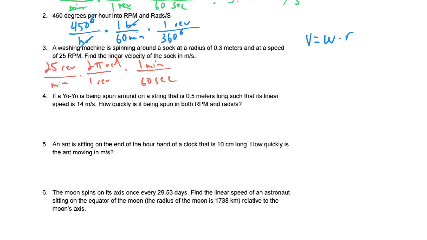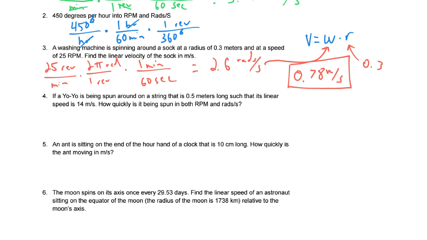And we get that 25 RPM is the same as 2.6 rads per second. So that would go in for our angular velocity W, and the radius will be 0.3. If I multiply these two together, I get 0.78, and the unit for velocity is meters per second.